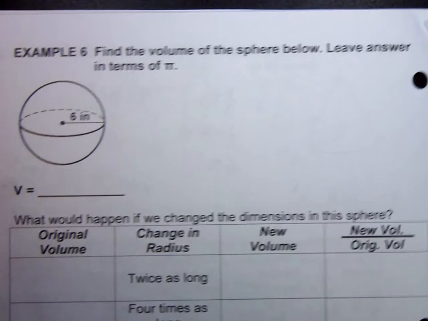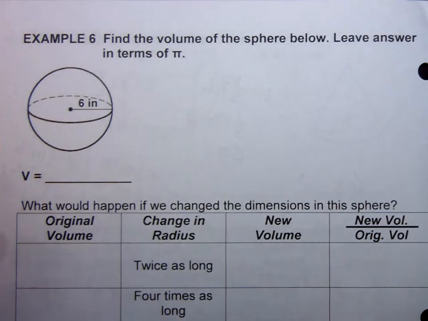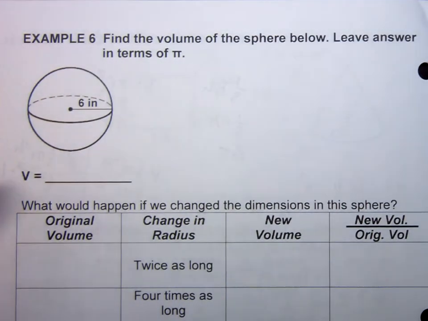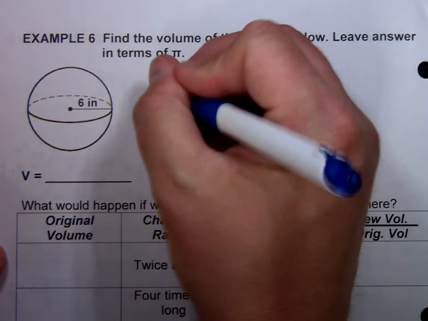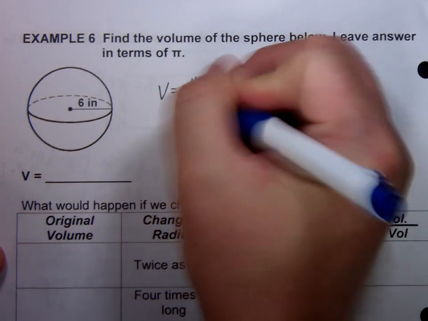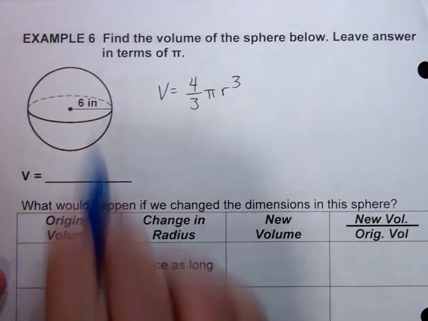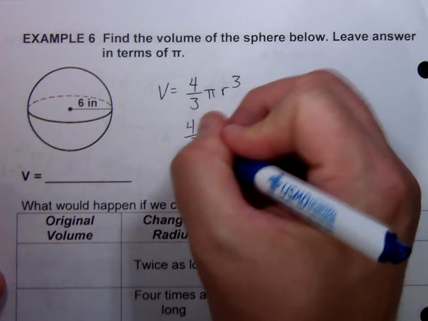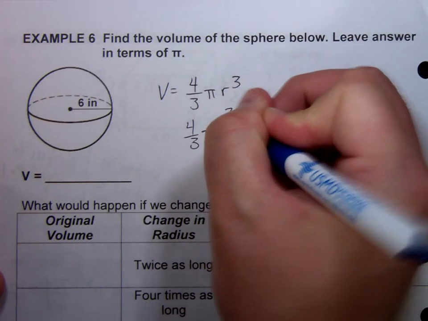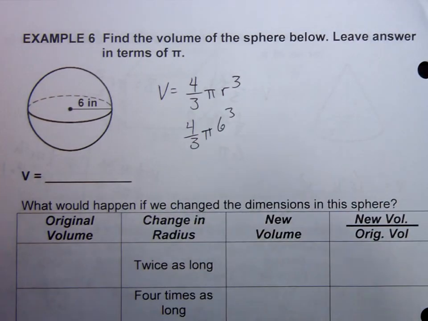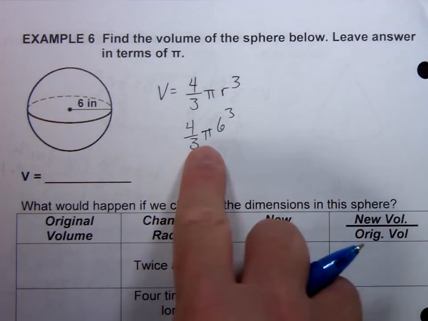Alright, let's go to the last page. Find the volume of the sphere below. So remember, the formula for volume of a sphere is 4/3 pi r cubed. And the radius here is 6, so we just plug that 6 in for the radius. And I'm typing this in the calculator. It says leave answers in terms of pi, so remember not to put pi in the calculator.